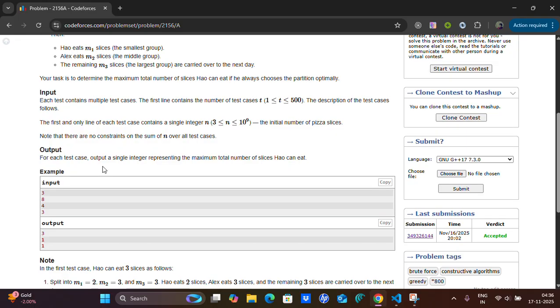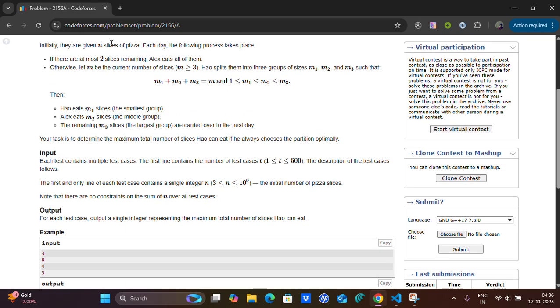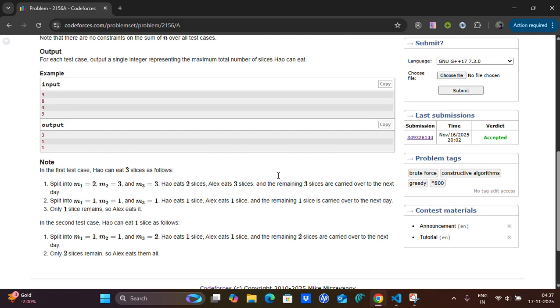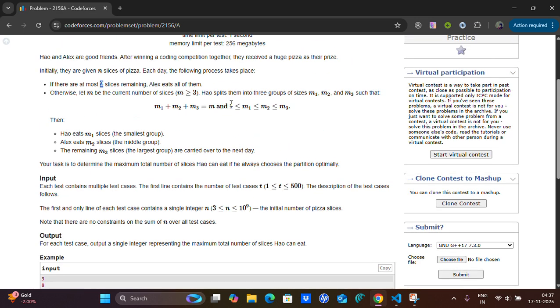next day. But you can see it is given in the question that when the number of pizzas is at most 2, or less than or equal to 2, then those pizzas will always be eaten by Alex himself, so it will not contribute to my answer. So I don't have to take care of that. When my n is less than or equal to 2, I can clearly stop the operation there, right? So this is the main thing you should take care of.